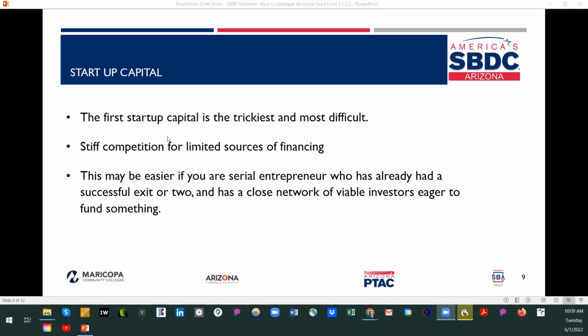So with regard to startup capital, for anybody who's trying to start a business, that first injection is the trickiest and the most difficult. It seems like nobody wants to be the first in. There's stiff competition for limited sources of financing. So even for grants, for early stage angel investing, you've got to be really good to be successful.